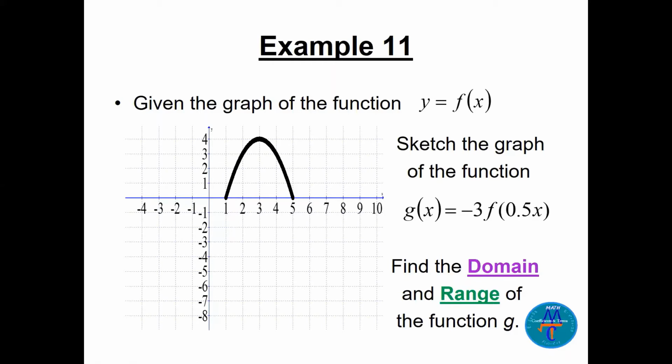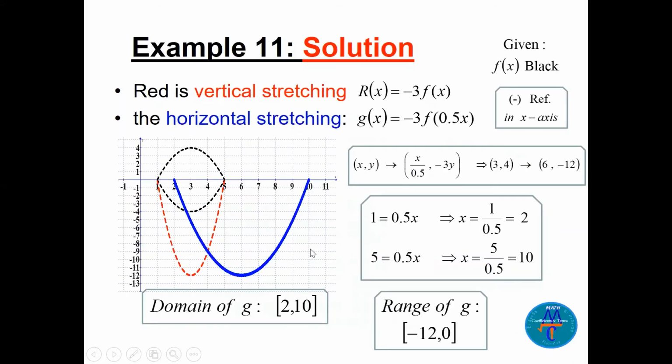Now you have to compare g to f. This is the function f here. What happened? There is a minus, see? There is a minus. That means there is a reflection in the x-axis. Remember reflection in the x-axis. Now, 3. Multiply the whole function by 3, so it will be vertical stretching. Vertical stretching, why? Because c, 3 here, is greater than 1.